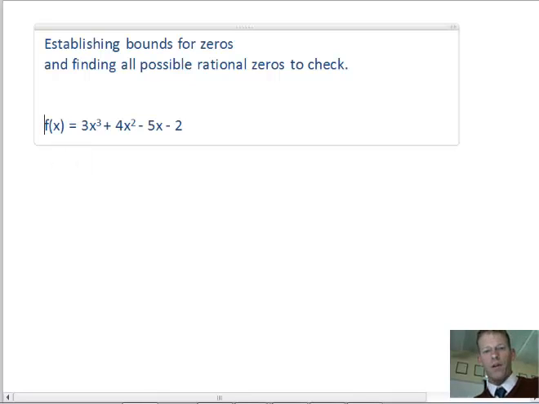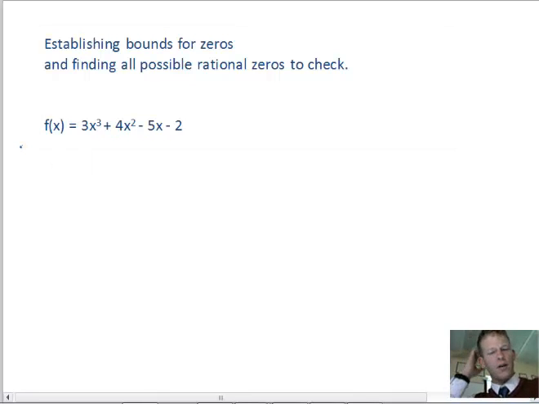Hello pre-calculus folks, this is Mr. McAllen and we're going to work on two types of problems today for a work that we're going to do tomorrow. As you can see here, we have a polynomial f of x, and one of the things that we want to be able to do when we have a polynomial is determine what are the boundaries for the zeros that we're looking for.